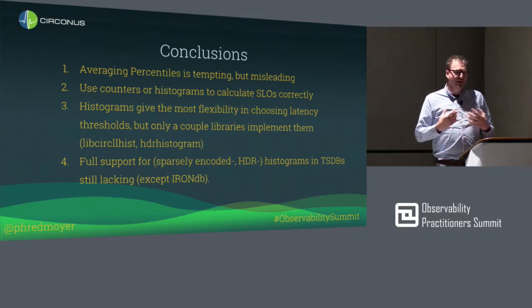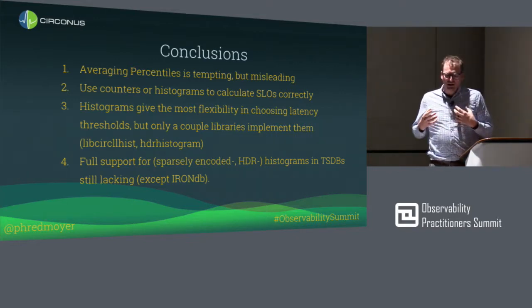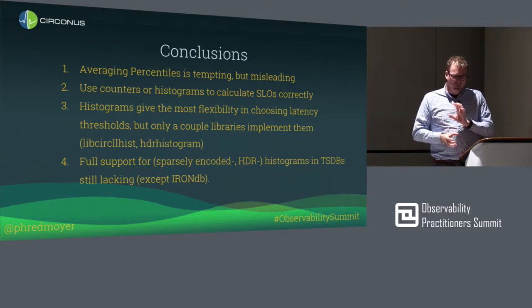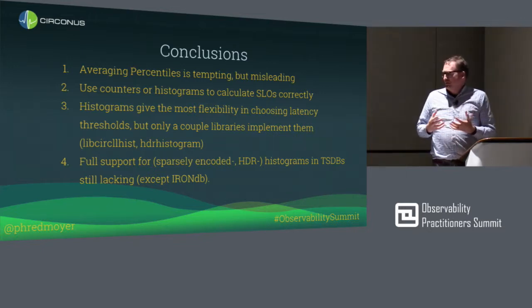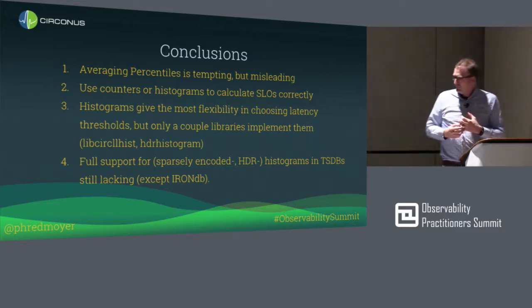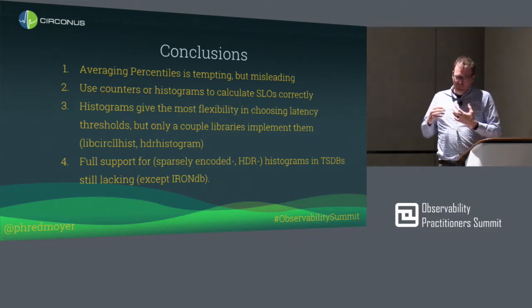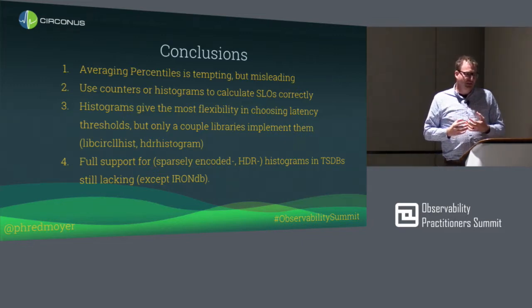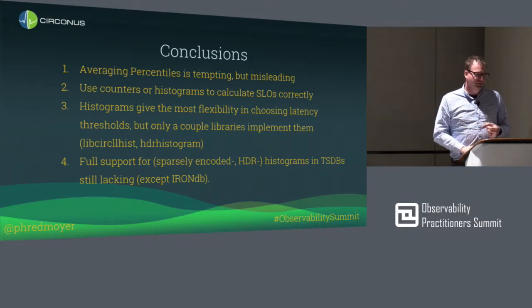Support for what I call sparsely encoded histograms, which is where you're only recording data where the bins actually have data, or something like high density histograms, the support isn't really out there in time series databases. IronDB does have log linear histogram support. But it is pretty easy to serialize histogram data and store it in any sort of other data store.